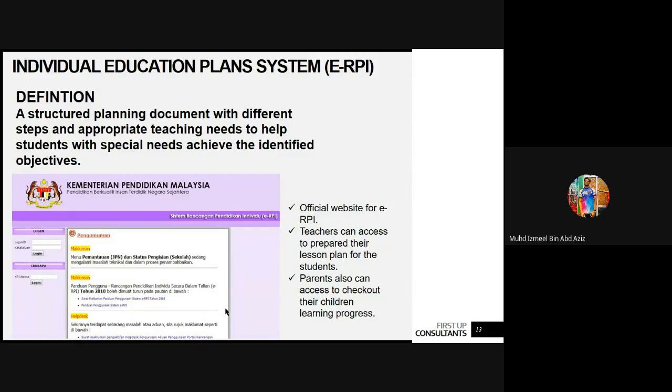And now we go to the Individual Education Plan system, ERPI. The definition is that this is a structured planning document with different steps and appropriate teaching needs to help students with special needs achieve the identified objectives. So here we can see the official website for ERPI. Teachers can access this website to prepare their lesson plans for the students, and the parents can also access it to check their children's learning progress.